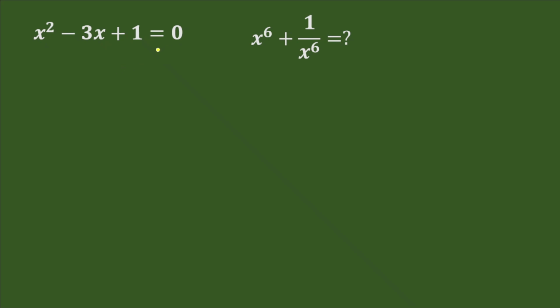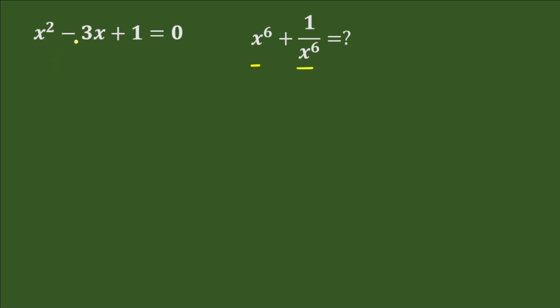Today in this session we'll solve this common algebraic problem. This problem has been asked many times in competitive examinations as well as Olympiad examinations. Here we have to find the value of x raised to the power 6 plus 1 over x raised to the power 6. We have been given a quadratic equation: x square minus 3x plus 1.